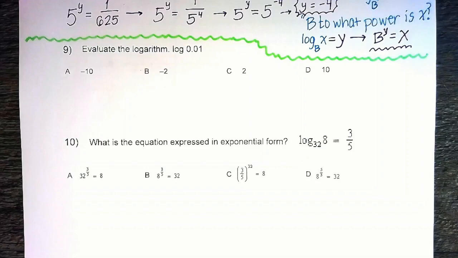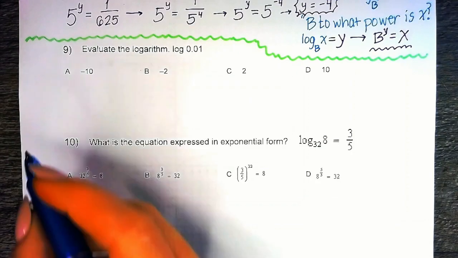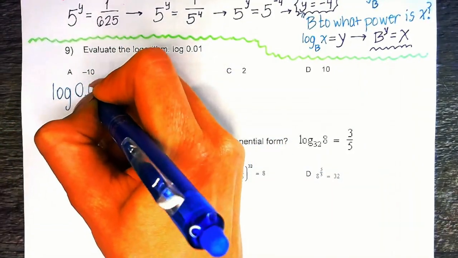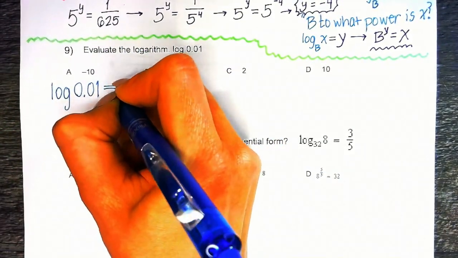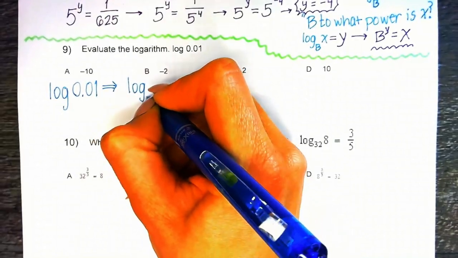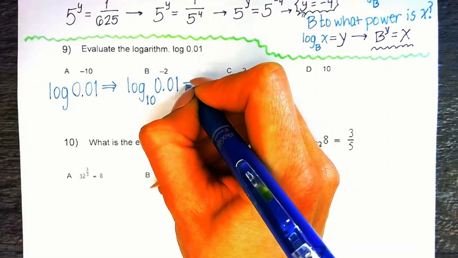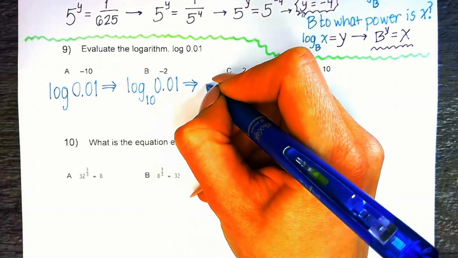This example is quite similar to the last example. However, we are working with common log this time. Common log has no subscript written out more often than not. Common log is log base 10. Please try not to confuse this with natural log. Natural log, or ln, is log base e.